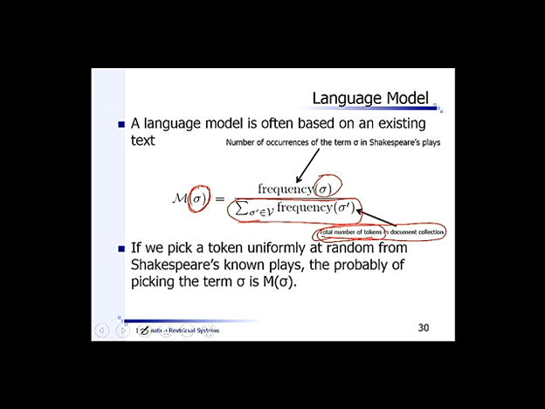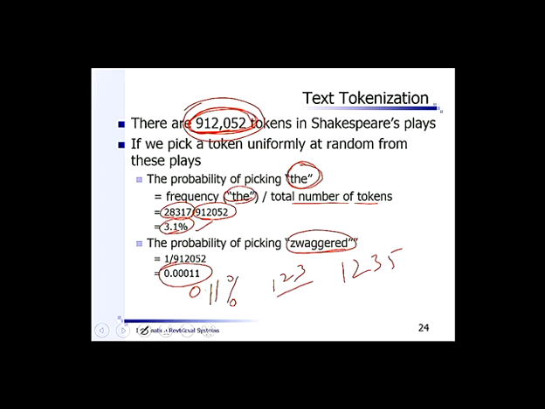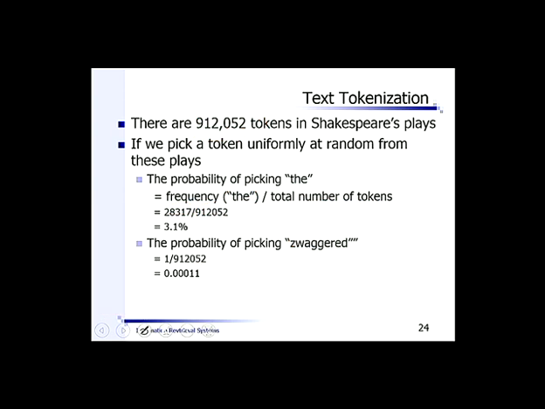Let me take you back to that slide. It was here. So the probability of picking the, how can we calculate it? Frequency of the, which is 28,317, divided by the total number of tokens. Again remember, this is not vocabulary, it is the total number of tokens, right? There is a difference. It is not unique terms, it is the total terms considering all the frequencies of all the terms in the entire document collection.